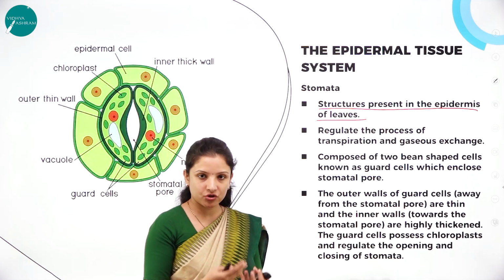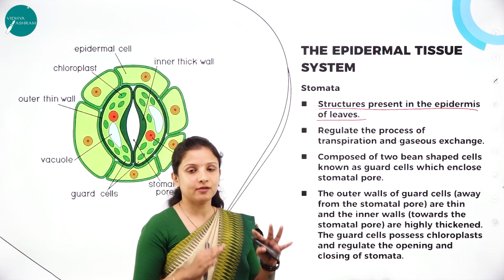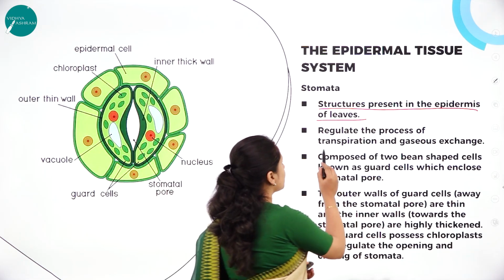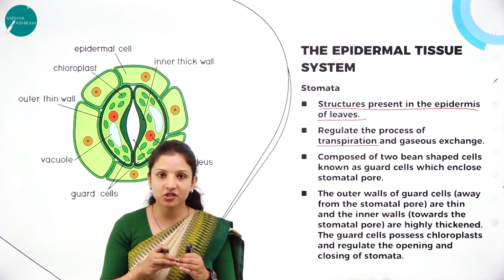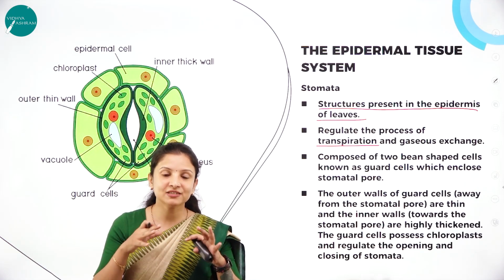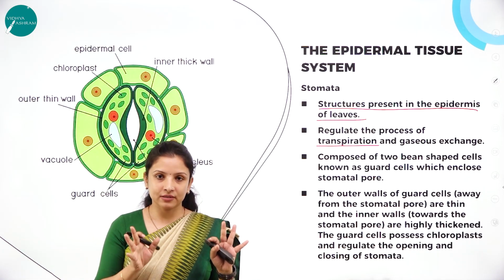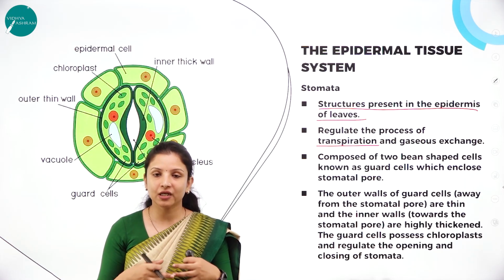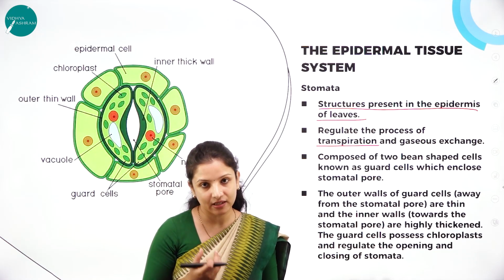And what is the function of the stomata? Stomata mainly help in regulating the process of transpiration. What is transpiration? Transpiration is nothing but the loss of water. Plants need to balance water inside their body. It is not that whatever water is there, the plants should absorb it. It will lead to a lot of problems or malfunctioning of the cells in the plant.